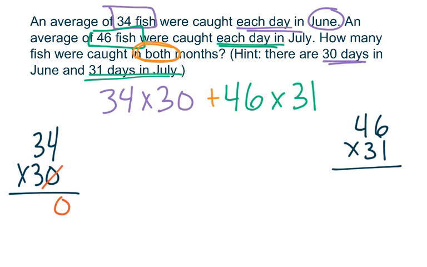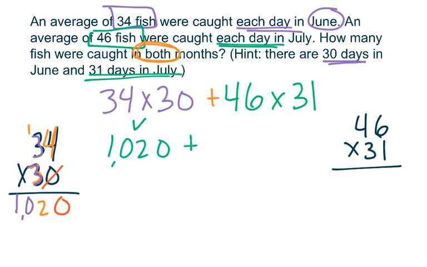I want to start in my tens place. In order to do that, I have to put my placeholder. That's why I bring my 0 down, so that my answer is then starting in the tens place. I'm going to multiply 3 times 4. And that's going to give me 12. I'm going to carry my 1. Then I'm going to multiply 3 times 3, which is 9, plus 1 more is 10. So 34 times 30 gives me a product of 1,020.